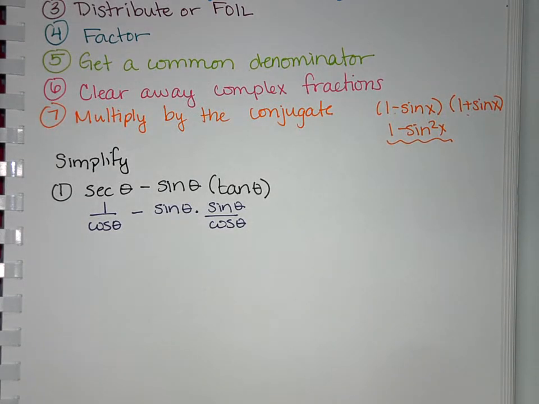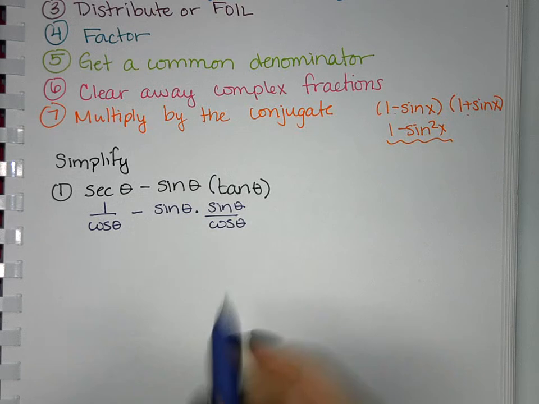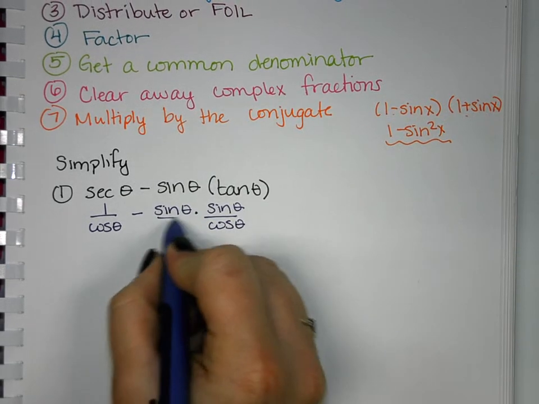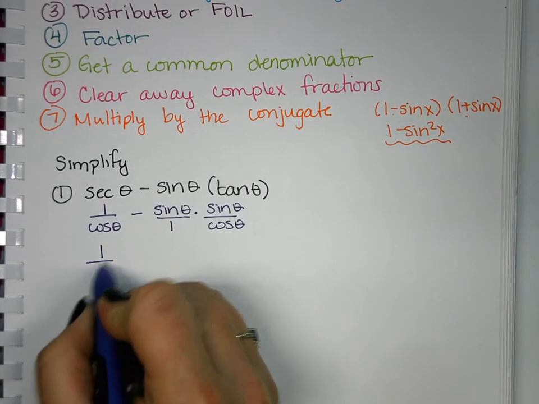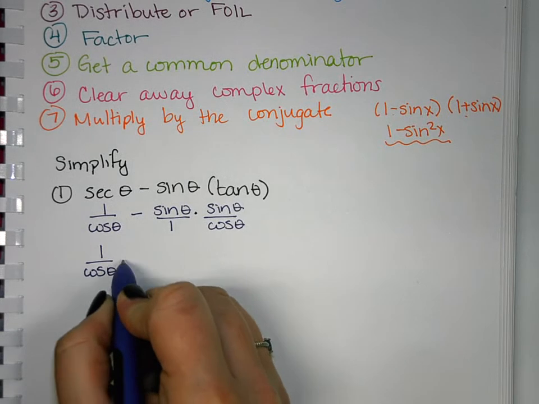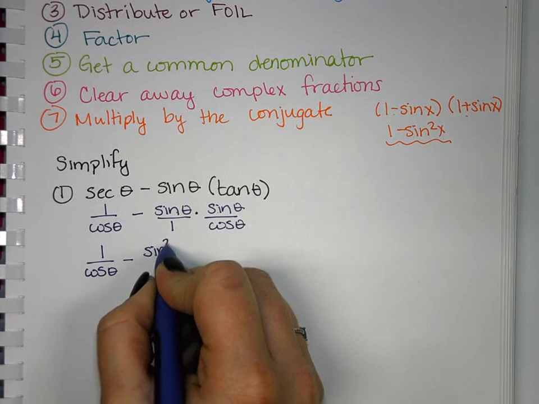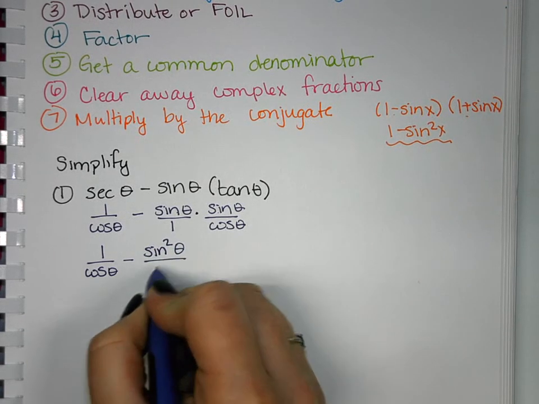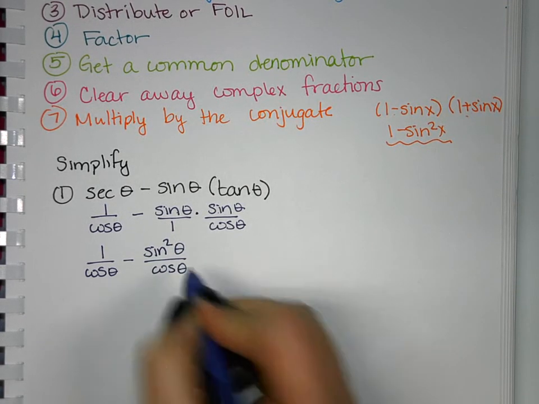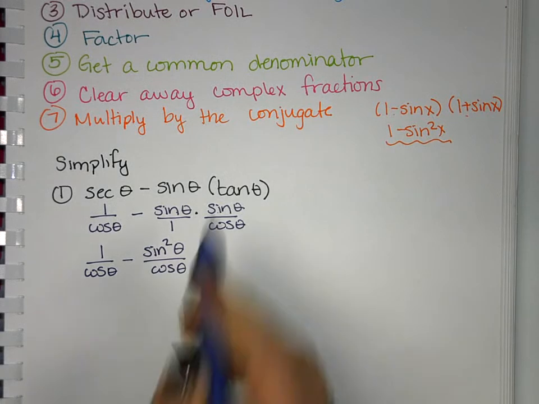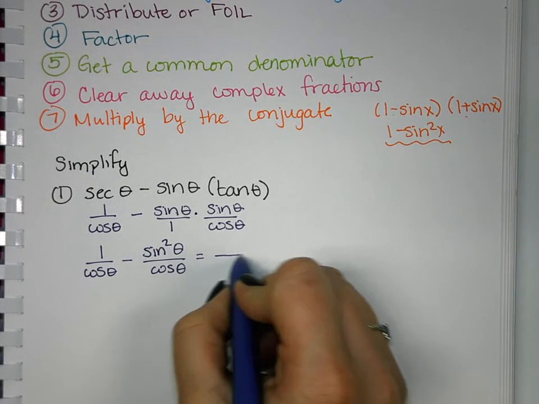So from there, I can simplify, I can multiply these together. So this is over 1. So I have 1 over cosine theta minus sine times sine, which is sine squared, over cosine. I have a common denominator. That means I can add the numerators.